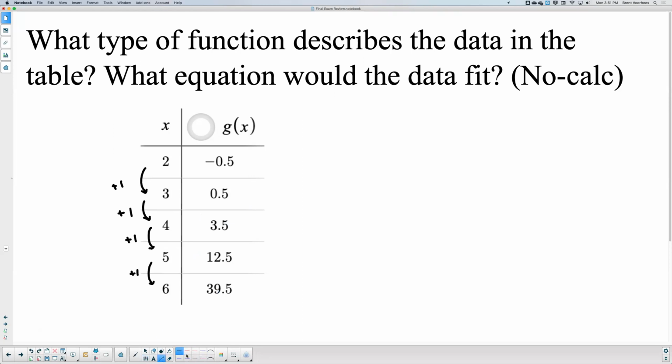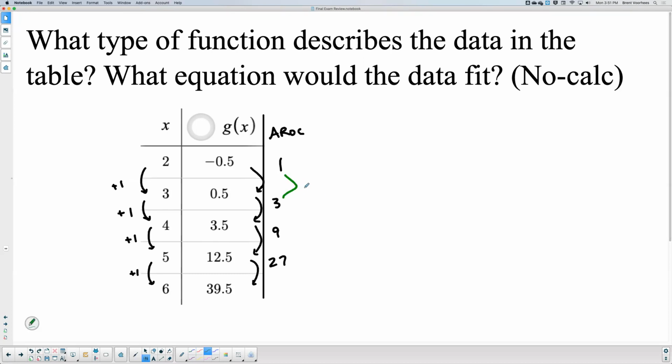To find out, I can see this is going to be exponential because this is multiplying by something, but I'm not sure what it's multiplying by. And so I can see to go from here to here, I need to add 1. And then from here to here, I'm adding 3. And from here to here, I'm adding 9. And from here to here, I'm adding 27. So now I can state, oh, I see the base that I'm multiplying by, 3 every time. I'm multiplying by 3. So therefore, my base equals 3.